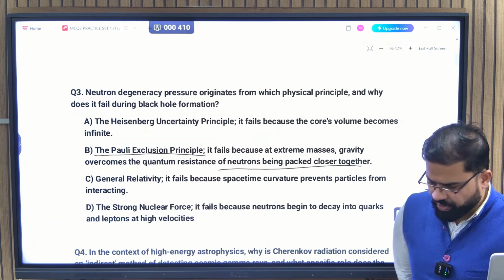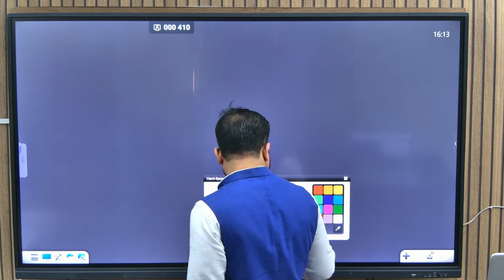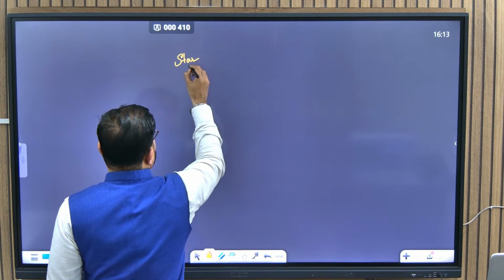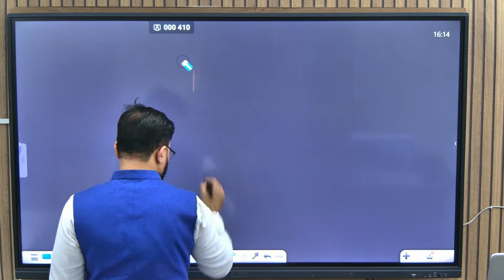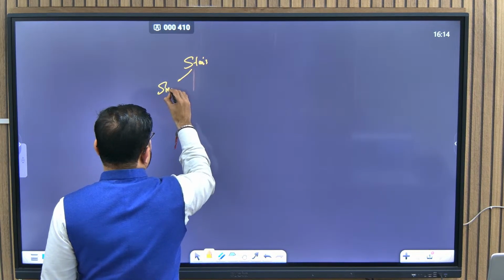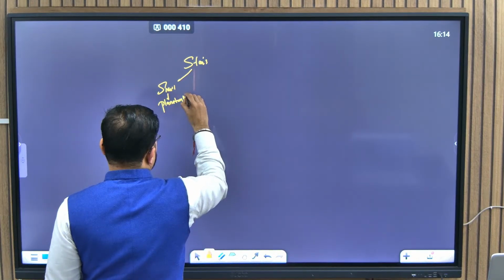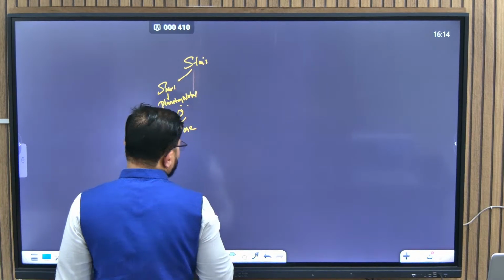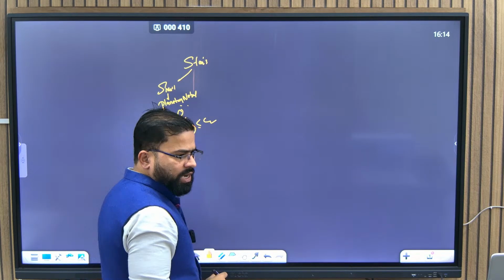B. Okay, very good. So what we have discussed is that when you talk about smaller stars, in case of a smaller star, it will go to a planetary nebula, and after that we are talking about the core that is left. If the mass of the core is less than or equal to the Chandrasekhar limit, what will happen? It will become a white dwarf.